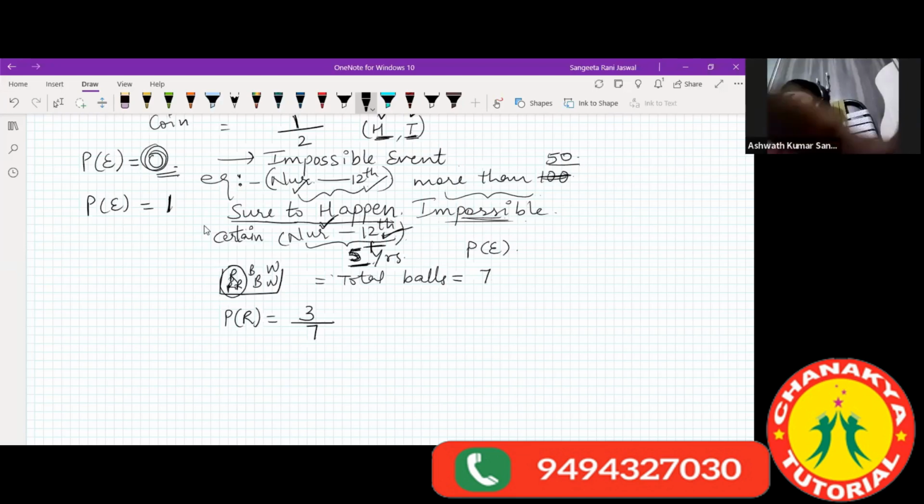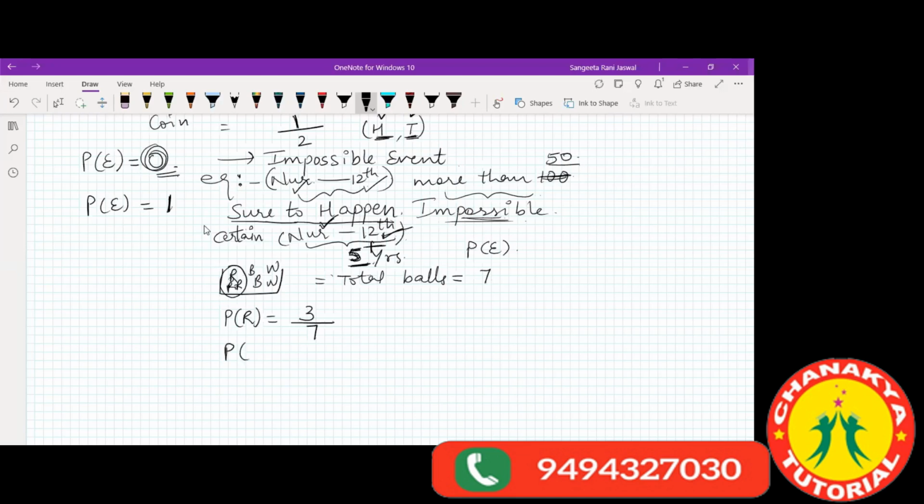Okay. Now what is the probability that I get a blue ball? Blue balls are how many? 2. So 2 by 7, total balls are 7. Blue balls are my favorable outcome now, so that's 2. Now what is the probability of a white ball? This is again 2 by 7. You understood these probabilities.